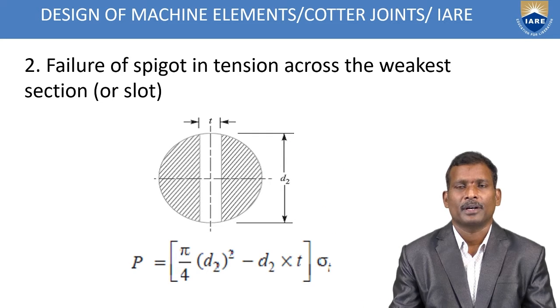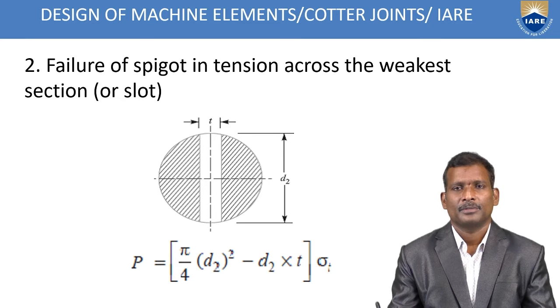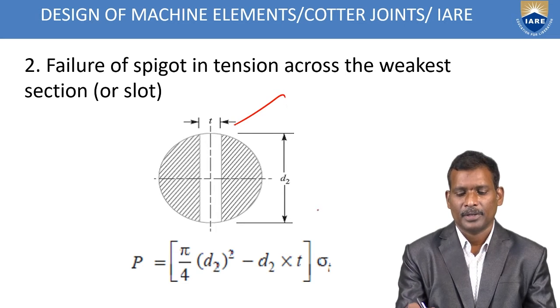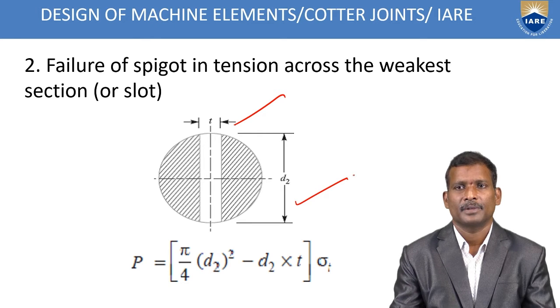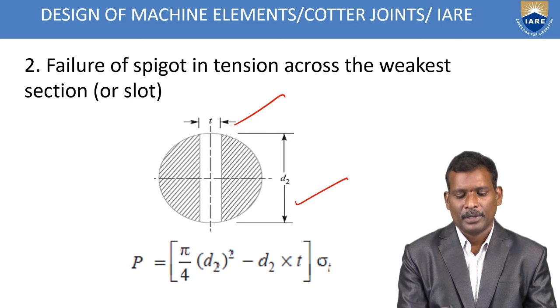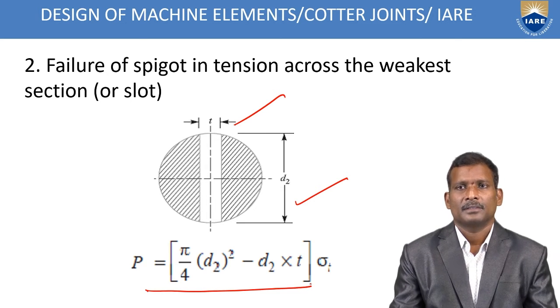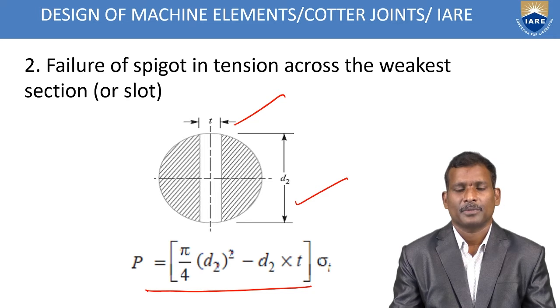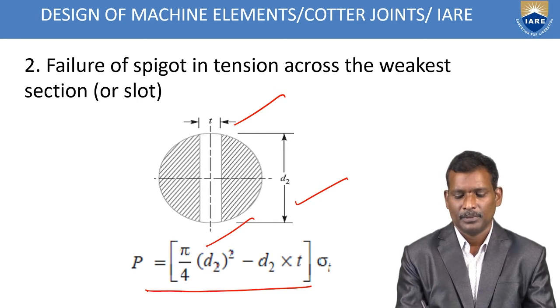The second is failure of the spigot in tension across the weakest section. When it is subjected to tensile load, what are the dimensions of the spigot under tensile failure? Take the spigot dimensions as T, the slot dimension width, and D2 as the diameter. The area of the spigot is pi by 4 D2 squared minus the weakest portion, the area D2 into T, multiplied by sigma T.